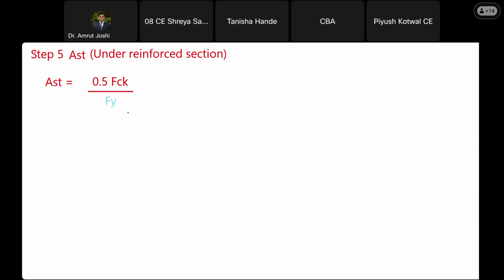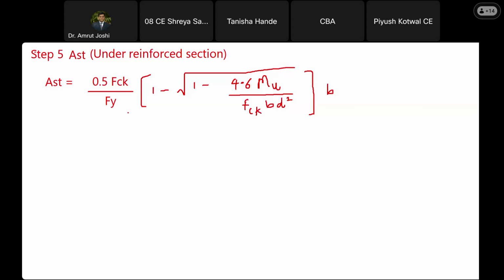So into bracket, then 1 minus square root of 1 minus 4.6 mu upon FCK BD square. FCK BD square into bracket, outside this B into D. Are you with me?